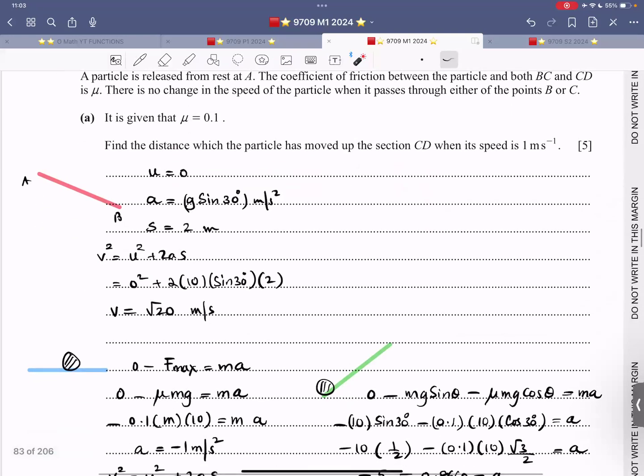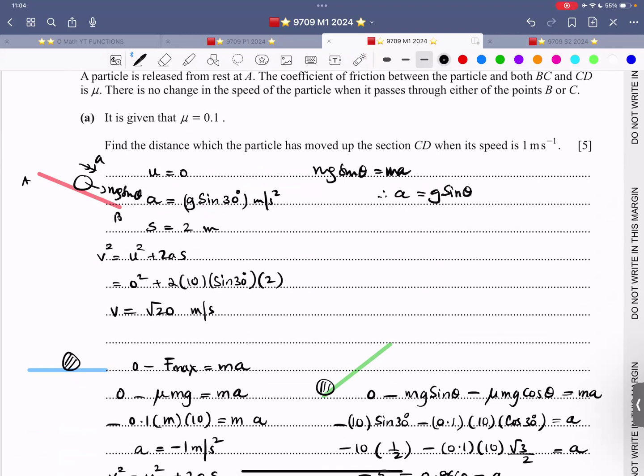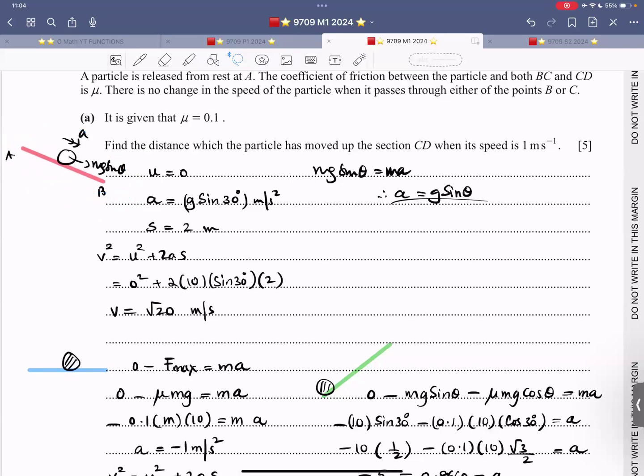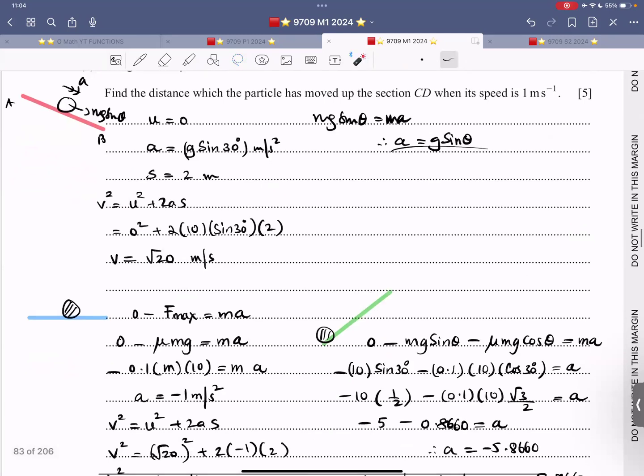First thing first, the smooth portion: u is 0, acceleration is g sine theta. Why is it g sine theta? Let me write over here. This is mg sine theta, and this is acceleration. So therefore, mg sine theta is ma, therefore a is g sine theta, the component of gravity down the plane. And s is 2 meters. So now, if I apply the equation v squared is u squared plus 2as, I get v is equal to root 20. That's the first thing.